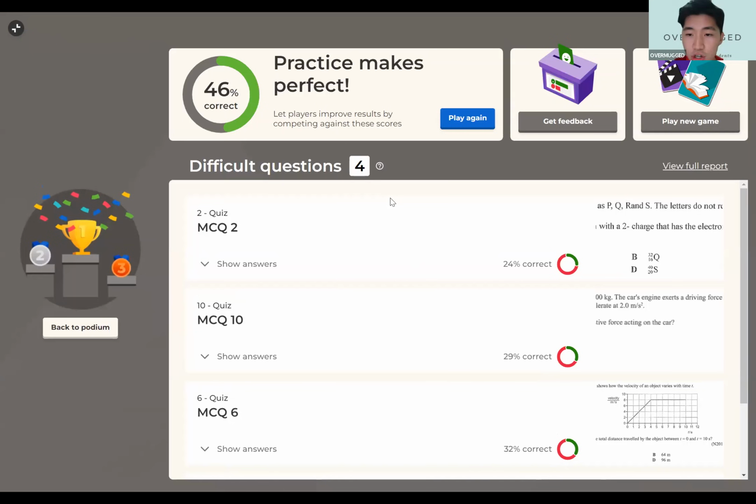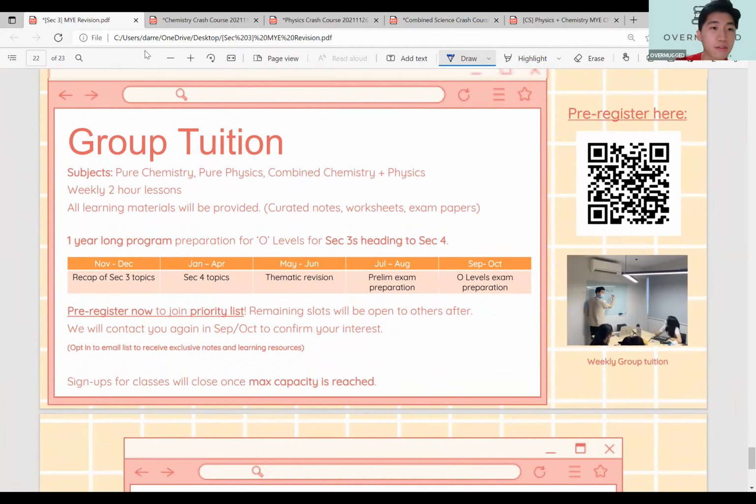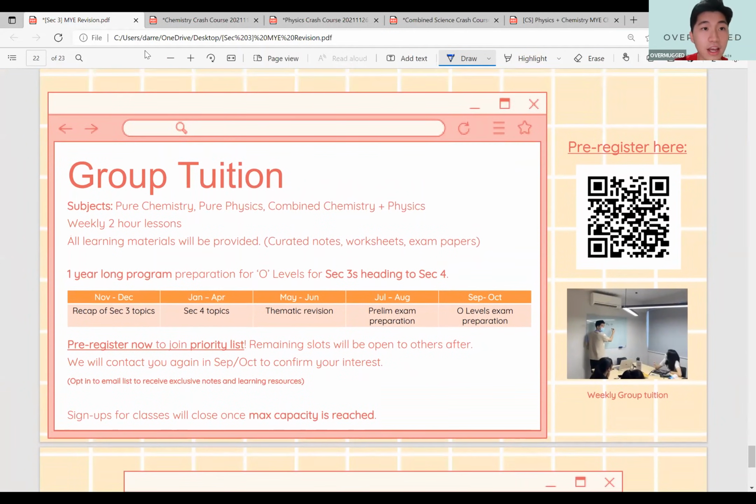So I hope you all enjoyed the revision thus far. Now, I just wanted to share something very quickly. As I mentioned, most of my classes are Sec 4s. But for those of you who like the way I teach and are wondering how it will work, just take note that I'm opening up this priority list for anybody keen to join my group tuition. But take note, the tuition will not start till November this year.